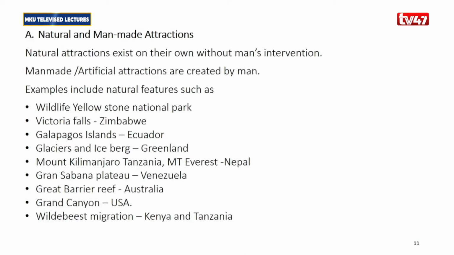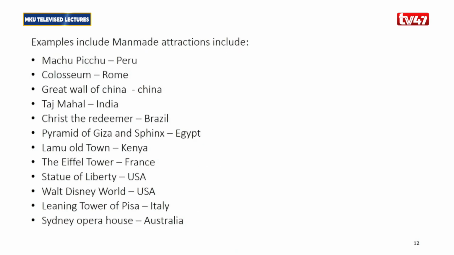So other than natural attractions, we have man-made or artificial attractions. These ones are normally created by man. Which are the examples of the man-made attractions? Examples may include Machu Picchu in Peru, an old site that has ruins that represent an ancient city.